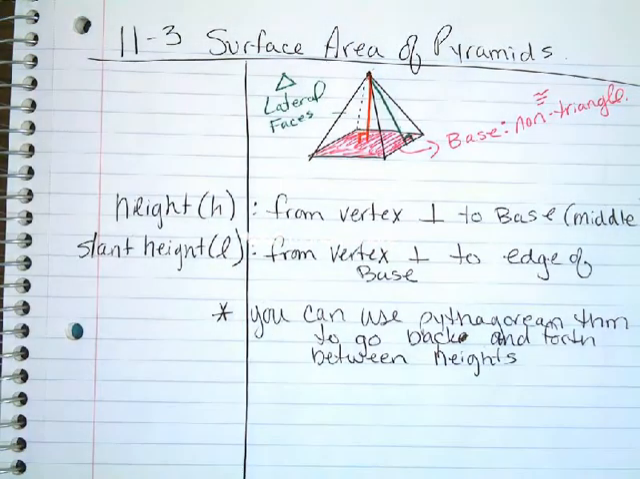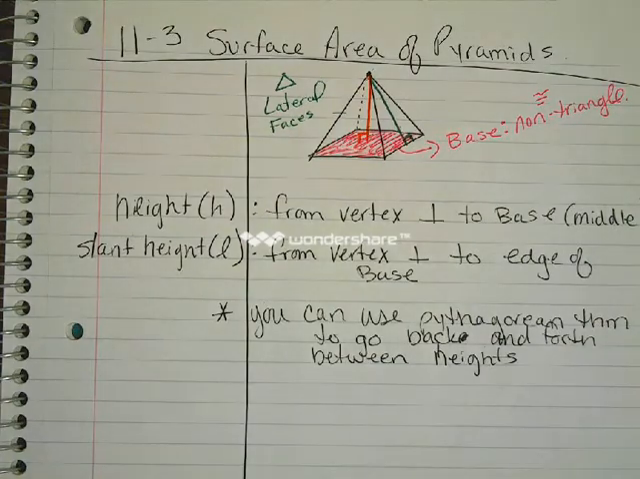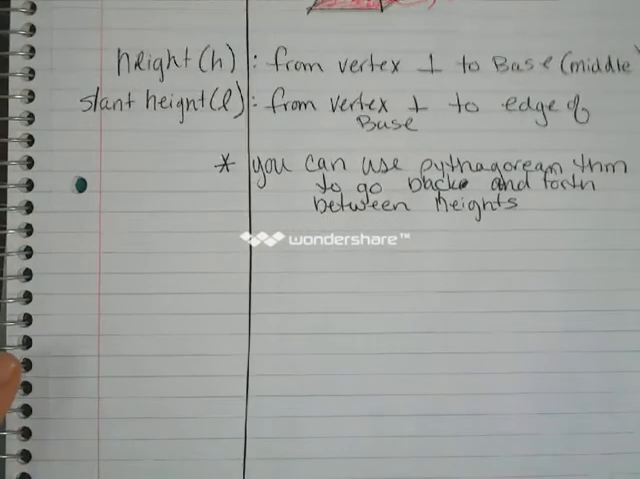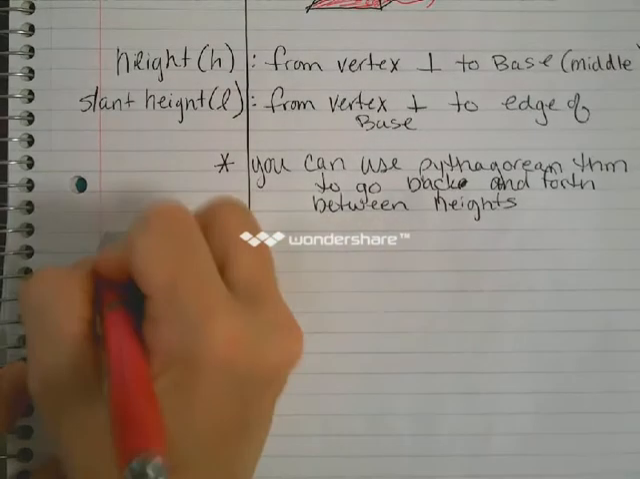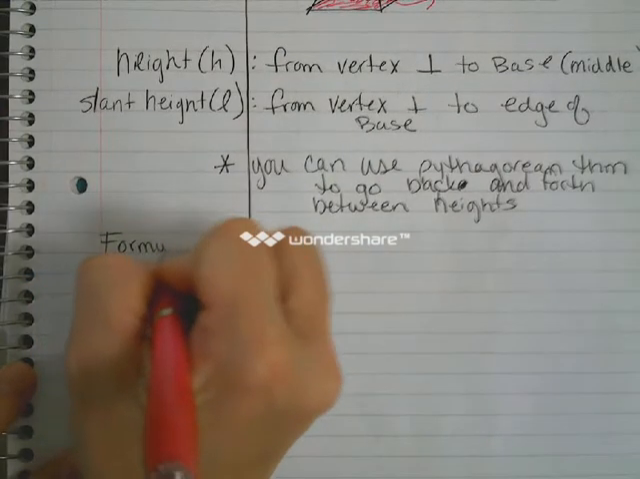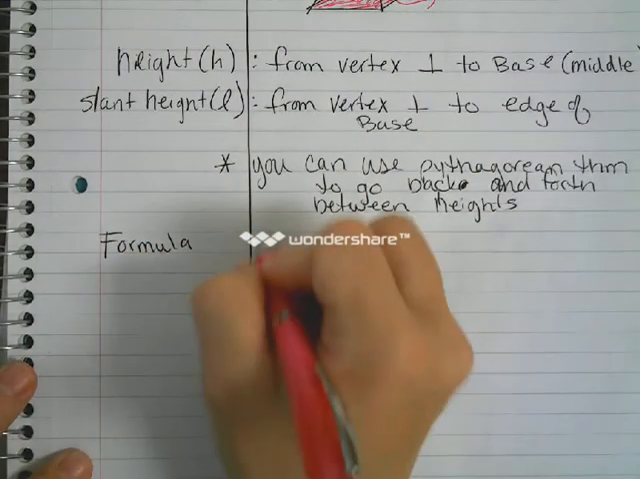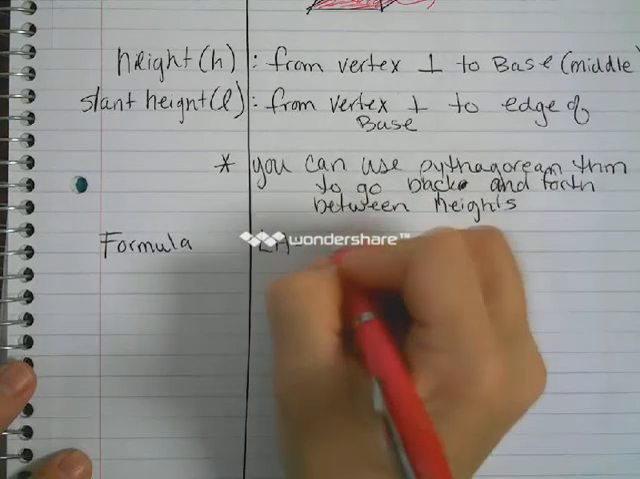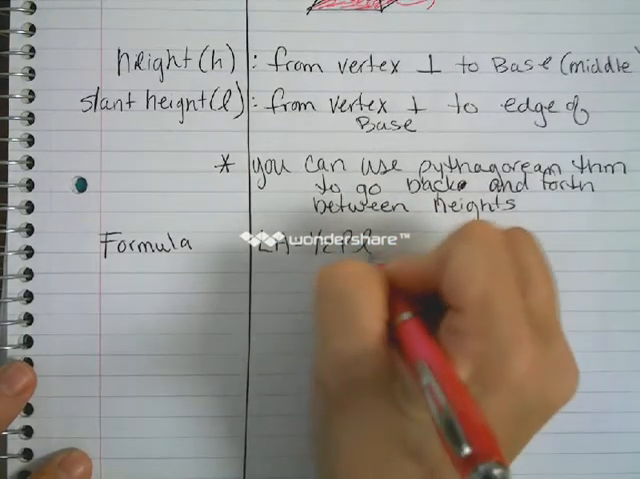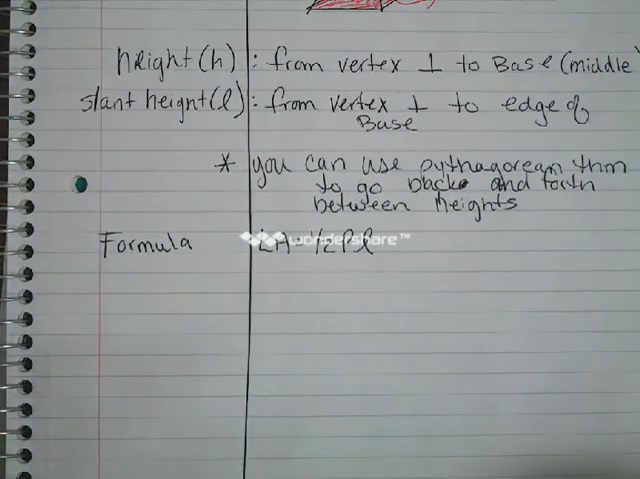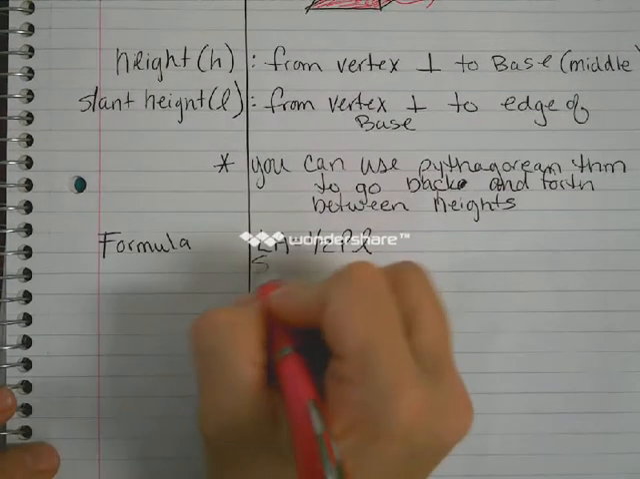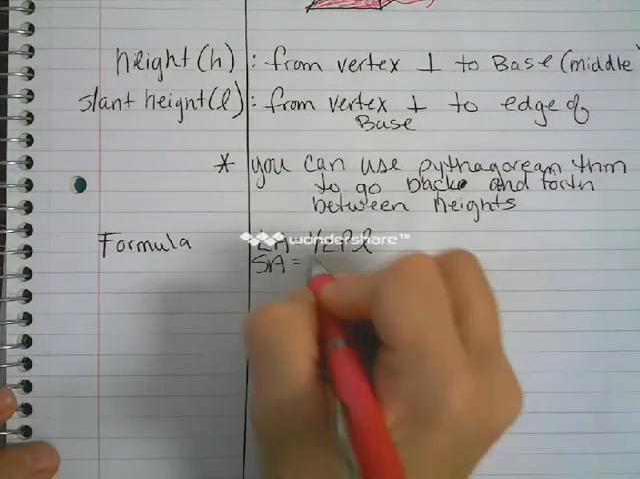Alright, so the formula: lateral area is 1/2 PL. P still stands for perimeter, and remember L stands for slant height. And then the surface area is the lateral area plus the base, except this time, how many bases were there? In this case, there's just one base. So we're only going to add one of the bases. We don't have to double the base this time.